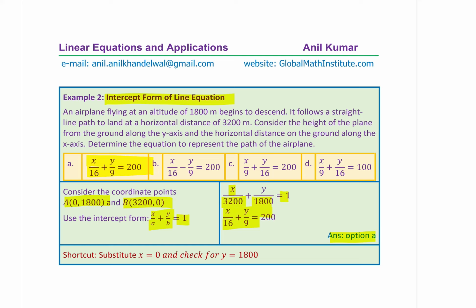Again, if you are working on a multiple choice test paper, which is sometimes there in competitions, in that case, you could substitute x equals 0 and check for the y-intercept. Whichever gives you the right answer is the right answer. So in this particular case, as you can see, if I substitute 0 for x, in that case, y will be 9 times 200, which is 1800. And therefore, that is my answer. So you could always apply the shortcut method for such questions.